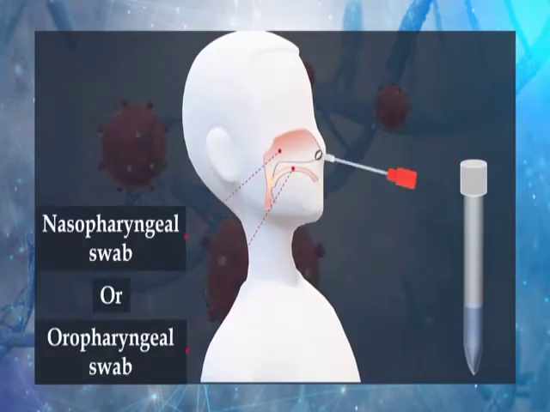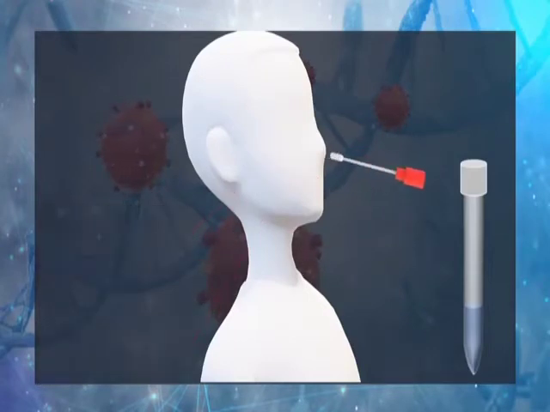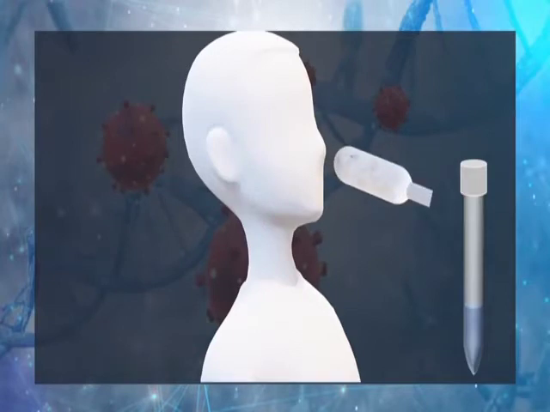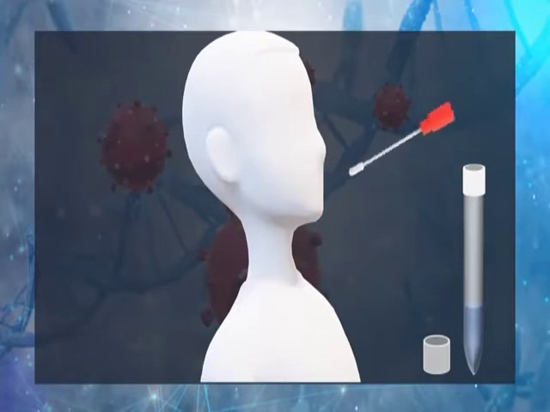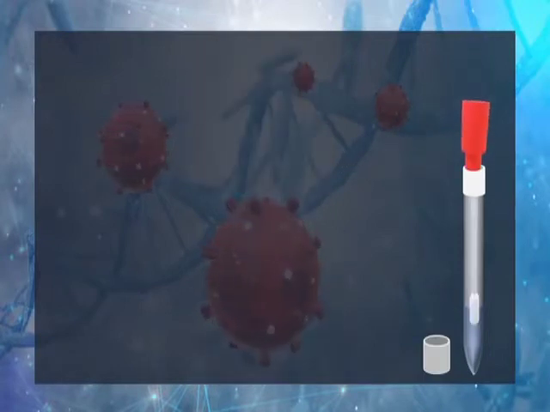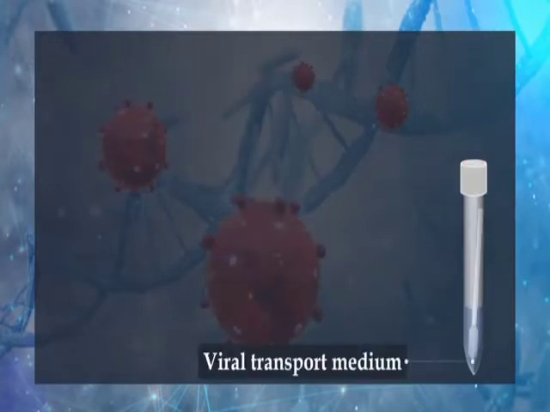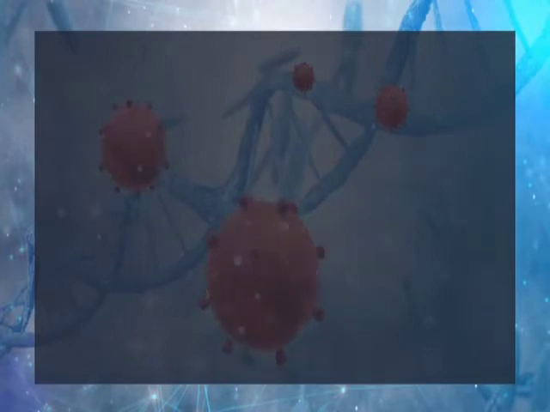For nasopharyngeal specimen, the swab is inserted in the nostril and gently moved forward into the nasopharynx, then it is rotated for a specified period of time to collect secretions that contain the virus. Once the swabbing is applied, the swab is placed immediately into a sterile tube containing a viral transport medium.